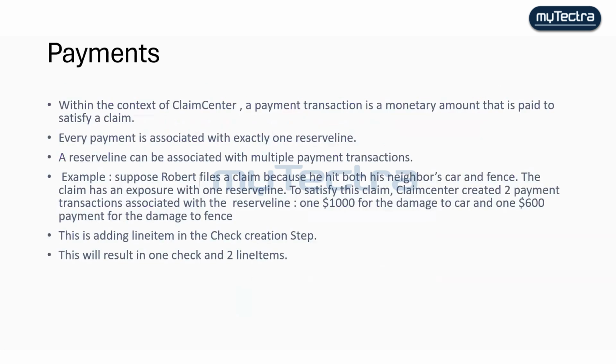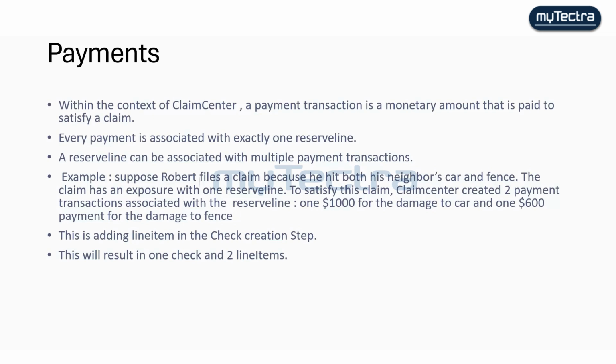We'll see that. Before that, within the context of ClaimCenter, a payment transaction is a monetary amount that is paid to satisfy a claim, correct? Whatever is claimed, to satisfy that, we are making some transaction. So every payment is associated with exactly one reserve line. You agree? We saw that. What is the reserve line you are creating in the set reserve screen? Only after that can you make the payment. If you don't set reserves and go to the check screen, you will not get anything in the reserve line dropdown.